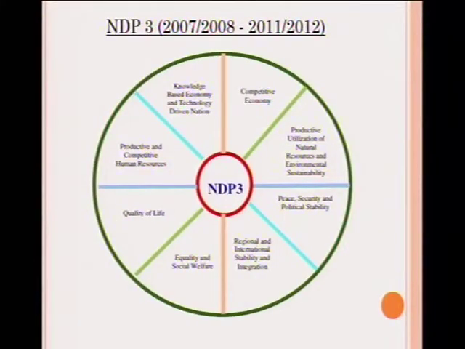And NDP3 has been put in the form of a circle. If you read through the documents from the National Planning Commission, NDP3 is presented this way, which is quite easy to look at. It's made up of 8 sectors: a knowledge-based economy, quality of life, equity and social welfare, peace, security, stability. So this is NDP3 in a nutshell, which is quite easy to understand. So if the question should be asked, what is NDP3 all about? This is what you're going to talk about in terms of the development planning.